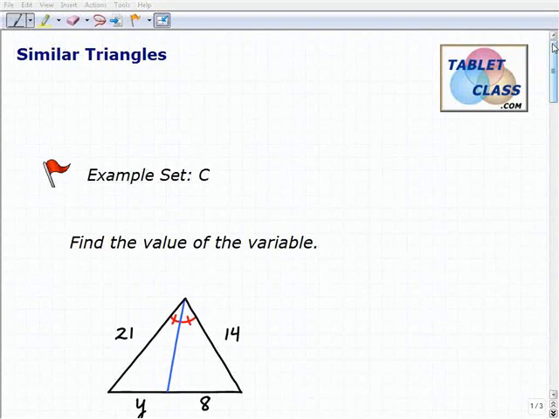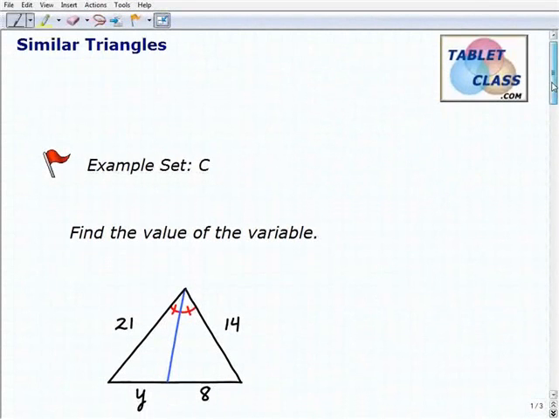Hello, welcome to the video on similar triangles. This is our third example set C. And what we're going to be doing here to answer the question, which is to find the value of the variable in each one of these figures, is using that angle bisector theorem that we learned in the lesson.